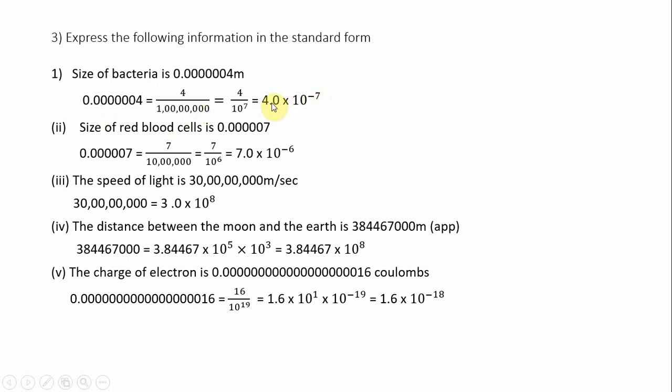I told you, here you need to have an integral number, one digit before the decimal. So 4 can be written as 4.0 into 10 to the power of minus 7. When you bring this denominator to the numerator, it becomes minus 7.